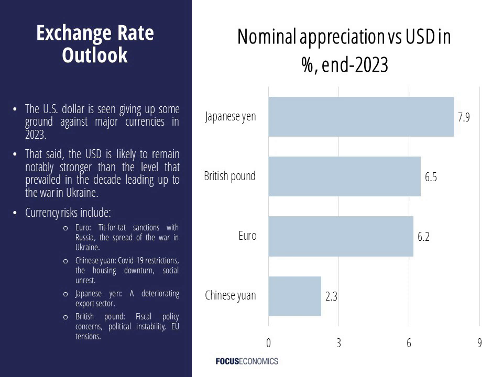With the Chinese yuan, the evolution of COVID-19 restrictions, housing downturn, further social unrest, and concerns over the direction of economic policy as Xi Jinping's third term gets underway could all weigh on the currency. Turning to the Japanese yen, a deteriorating export sector as global goods demand fades and activity in the West weakens is a key risk, while the British pound will be vulnerable to market concerns over fiscal policy, potential further political instability, and trade tensions with the European Union.